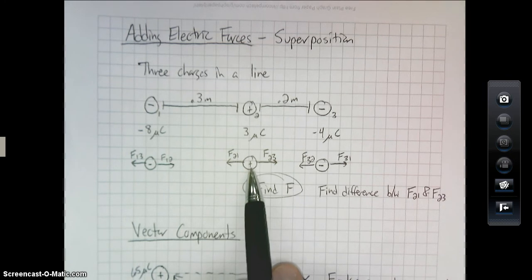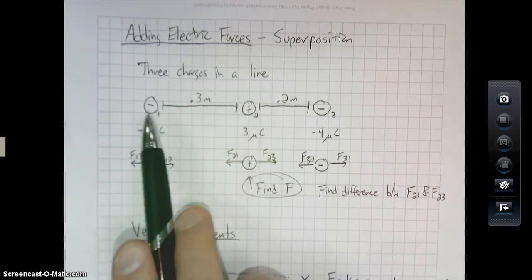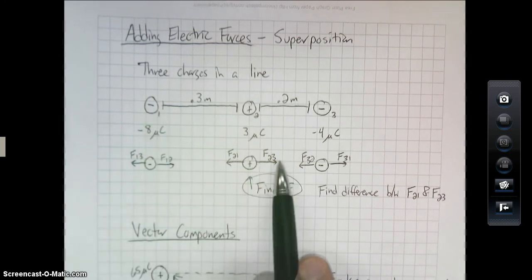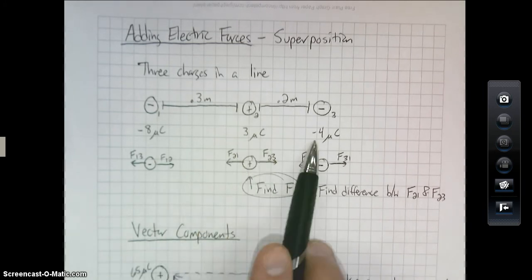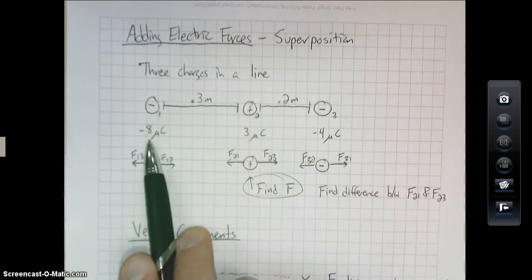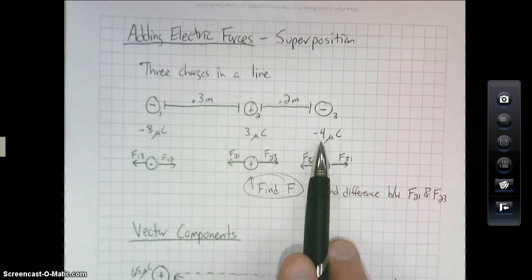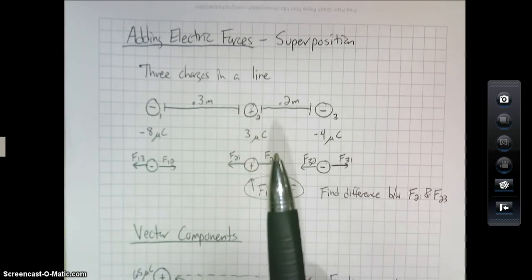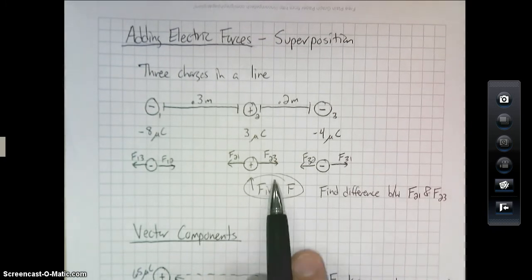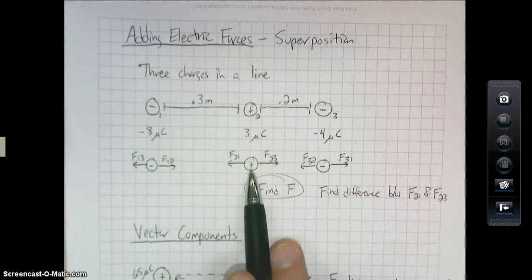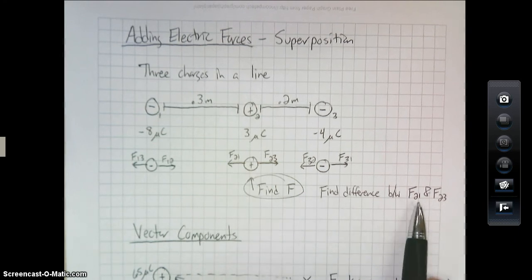If we look at the forces on the positive one, it's going to be attracted to the negative charge and attracted to the negative charge on this side. So this is really a tug of war. It's going to be pulled this way or pulled this way, whichever one can supply the greater force. If you look at the two numbers, this one's -8, so it's a bigger charge than -4, but this one's also further away. So we'll have to do some calculations to see which is greater. If we wanted to find the total force on the positive charge, we'd have to find the difference between F21 and F23.